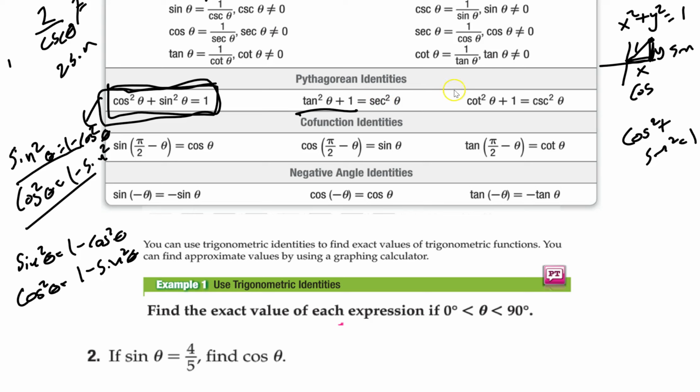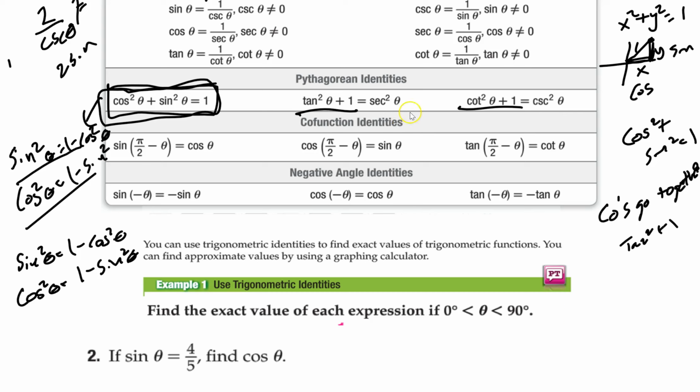Over here, it's the same thing. It's a tan squared, so it's always tan squared plus 1. But since it's cotan, it goes with cosecant. So the cos go together. And then it's cotan squared plus 1. That's how I remember it. I always know it's the cos go together. So if I have cotan squared plus 1, it equals cosecant squared. Tan squared plus 1 equals secant squared.